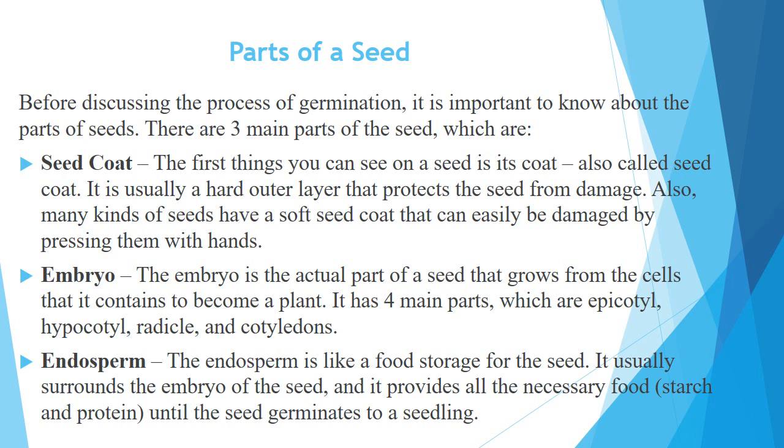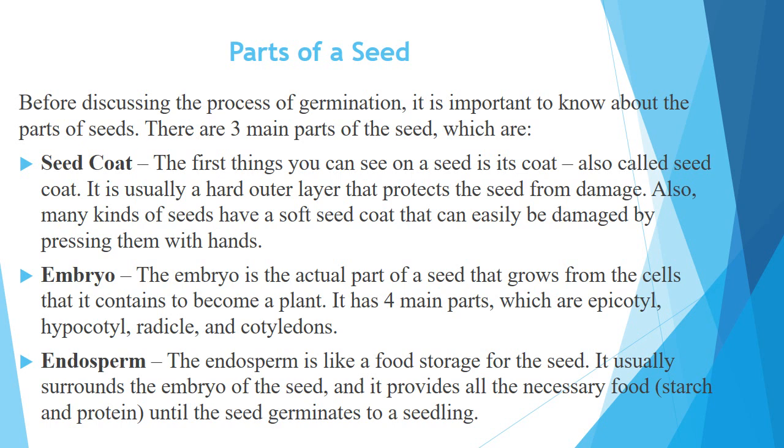Before we start, we have to know all about seeds. So, parts of a seed. Before discussing the process of germination, it is important to know about the parts of seeds. There are three main parts of a seed, which are seed coat. The first thing you can see on a seed is its coat, also called seed coat. It is usually a hard outer layer that protects the seed from damage. Also, many kinds of seeds have a soft seed coat that can easily be damaged by pressing them with hands.